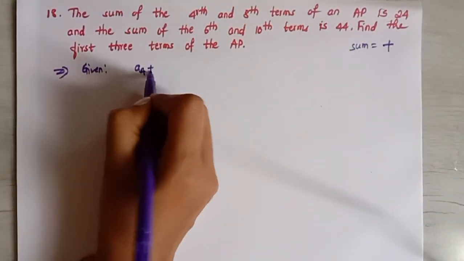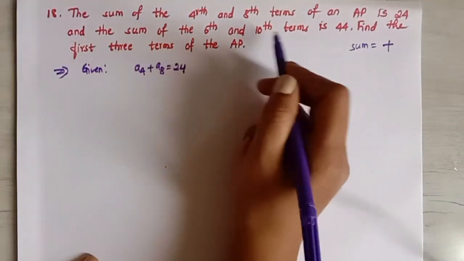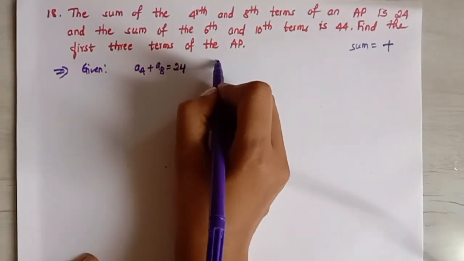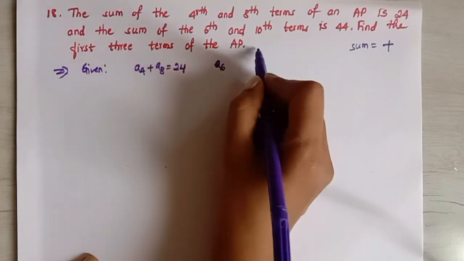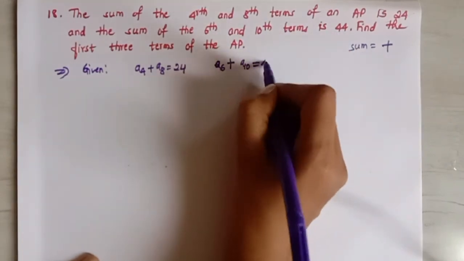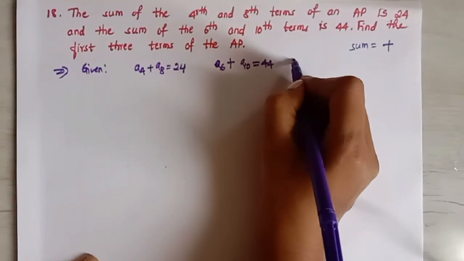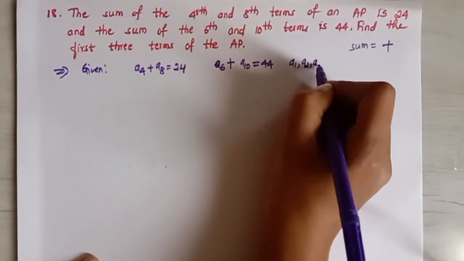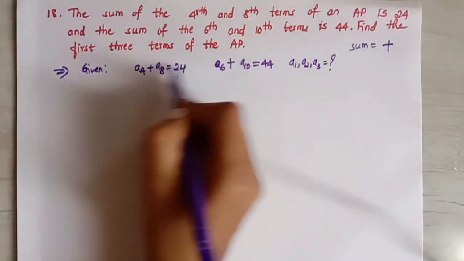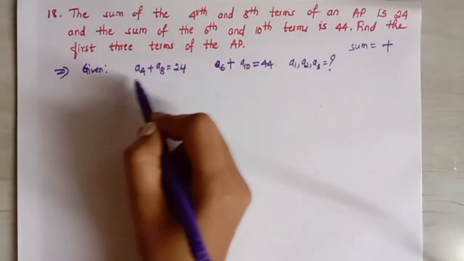A4 plus A8 equal to 24, and the sum of the 6th and 10th terms, A6 and A10, sum means we have to add, which is equal to 44. And find the first 3 terms of an AP. First 3 terms means A1, A2, A3 we have to find, right? So using this given data only, we have to find A1, A2 and A3. So let us solve these given conditions first.